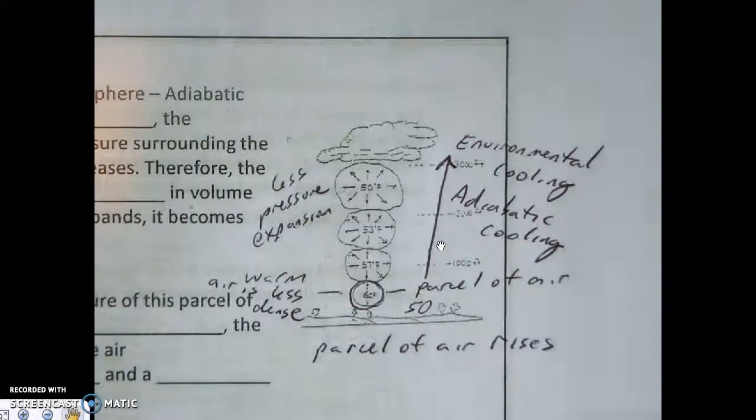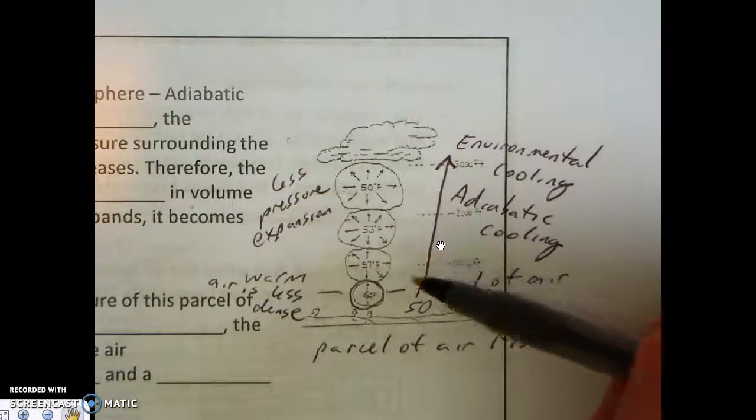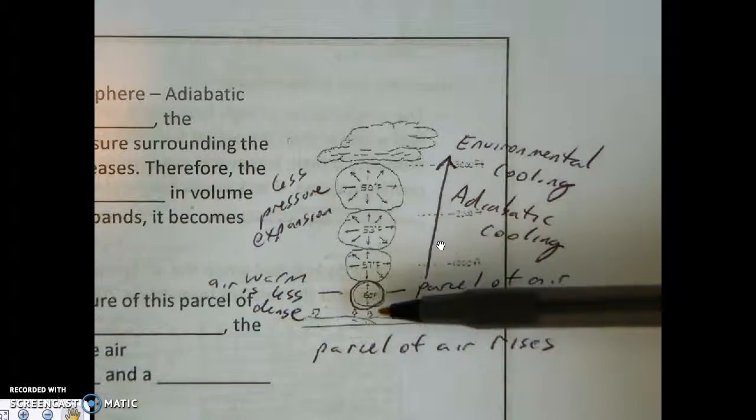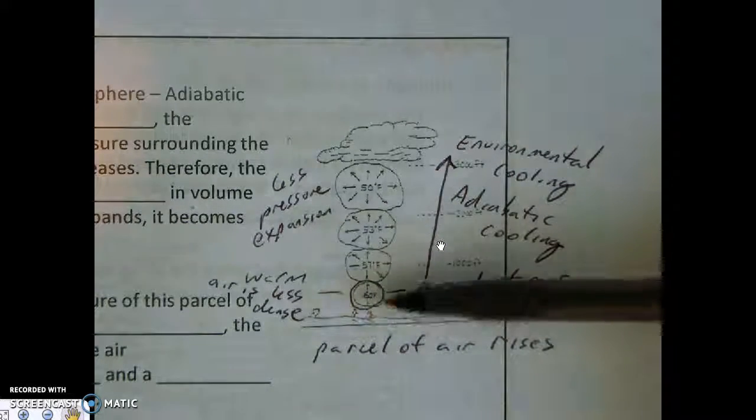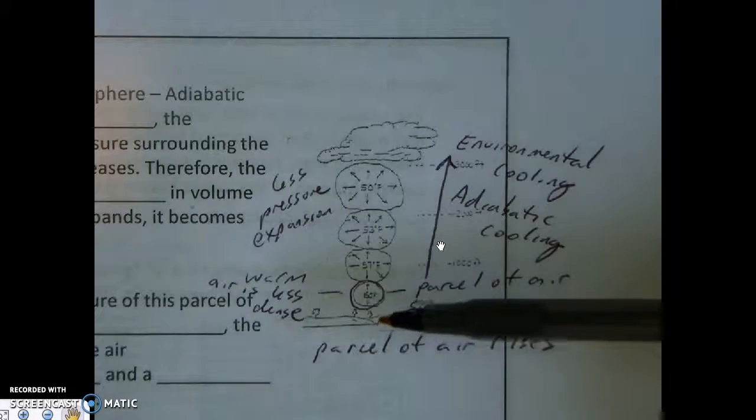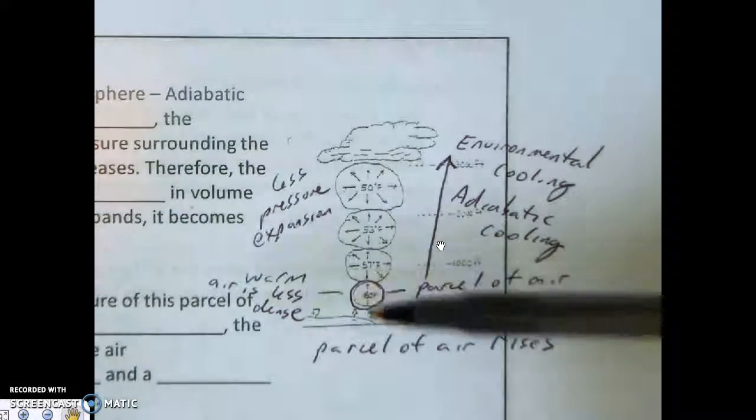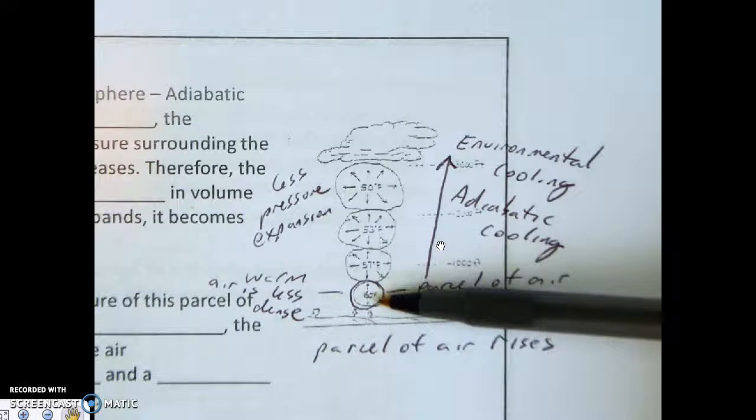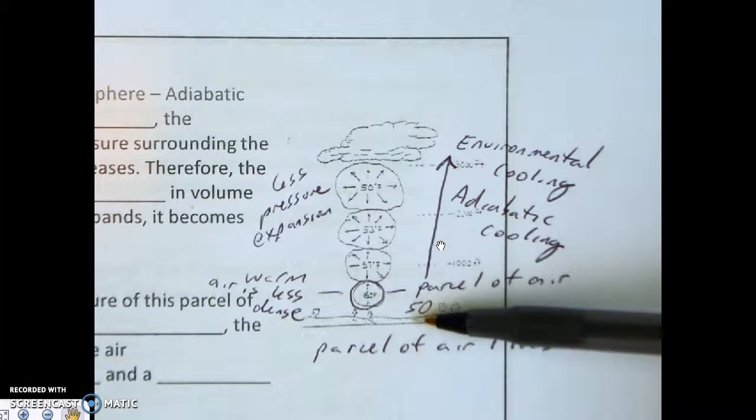Okay, so here's our part 2 to the cloud development video. So we were talking about how we have this parcel, this package of air. Again, it's not a balloon. It doesn't have sides to it. It's kind of an imaginary concept. But we have this pocket of air that's a little different than the air that's around it. For some reason, it happens to be a little bit warmer than the air nearby.